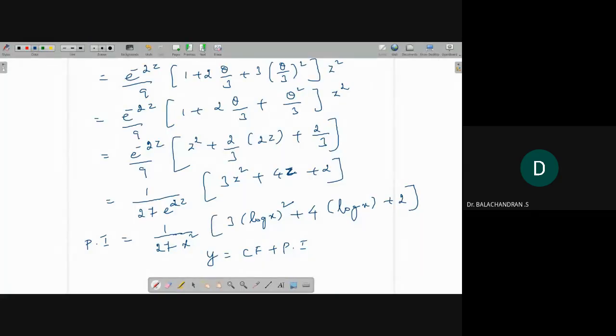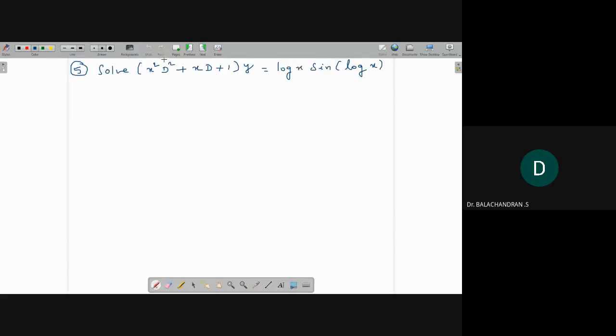The last problem. Solve (x²D² + xD + 1)y = log x · sin(log x). So if you know how to solve this problem, you can try.